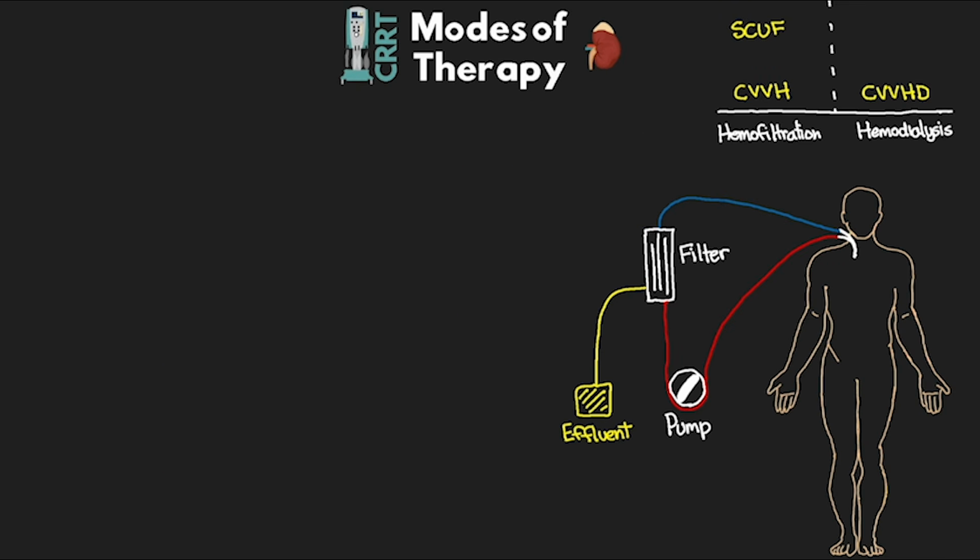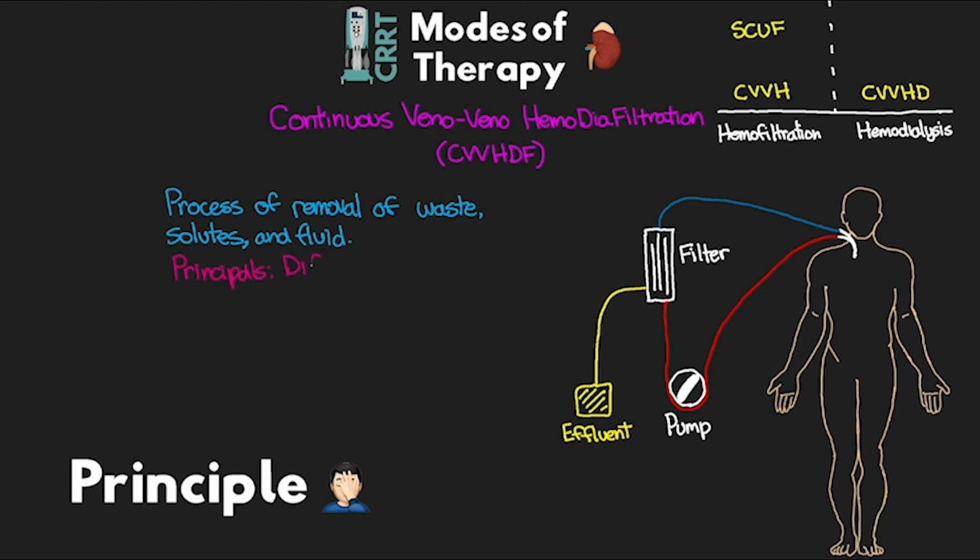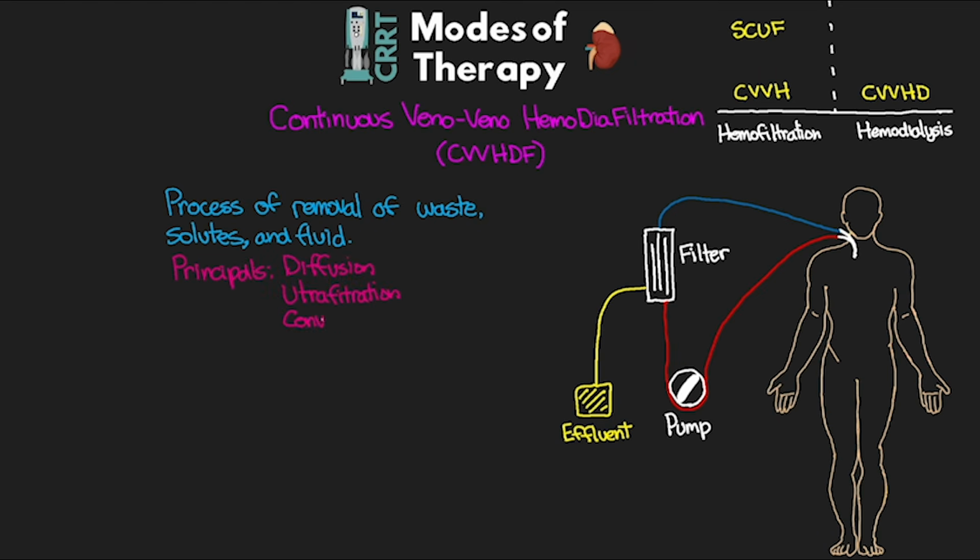Alright, and so moving on, we'll talk about the last mode of therapy that we have, something that we call continuous veno-veno hemodiafiltration, or CVVHDF. So here again, this is going to be the process using a combination of principles to remove waste products, solutes, as well as fluid. And so here, the principles that we're going to be using are going to be diffusion, ultrafiltration, as well as convection.